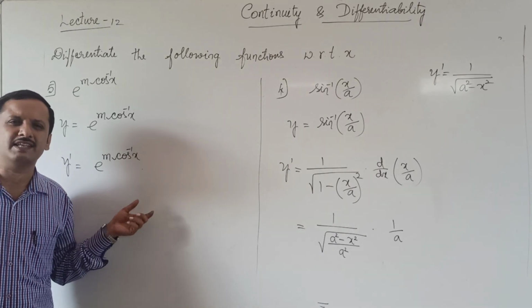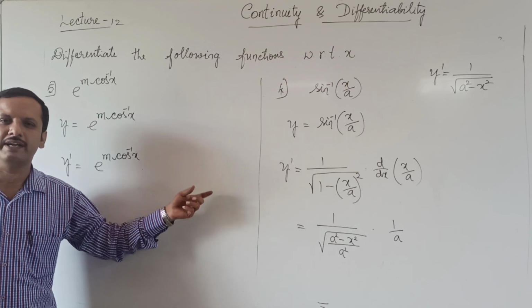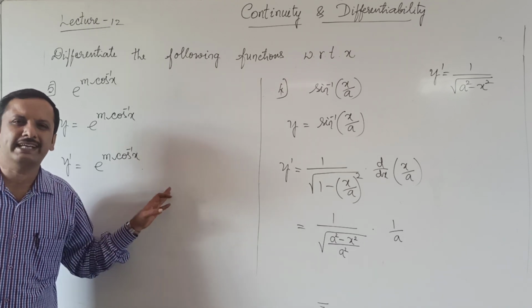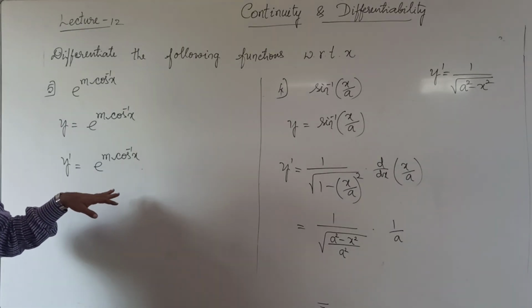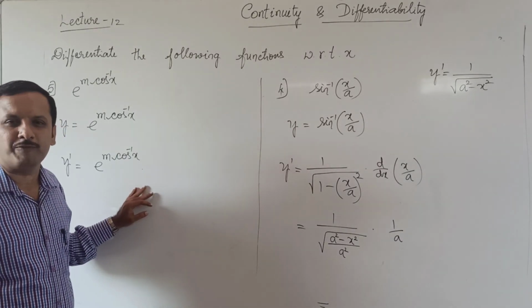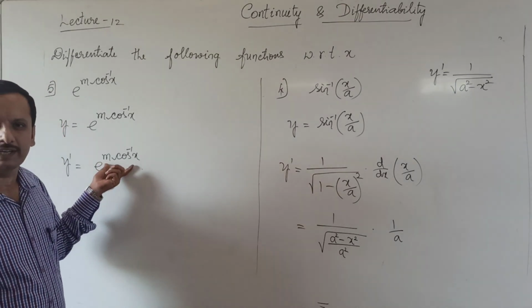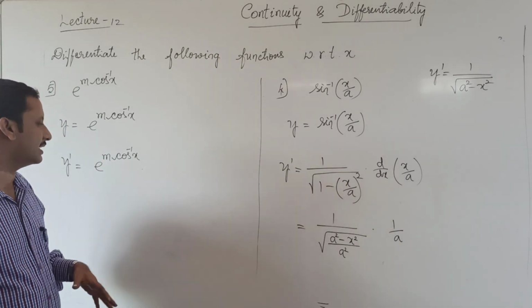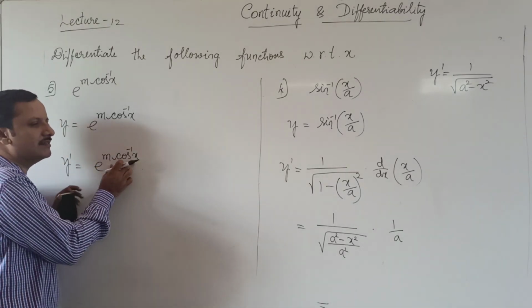So it's not necessary that in every problem you should write d by dx of that and then differentiate it. You can directly differentiate also if you can understand it. So now I will write it directly because we have solved enough problems on chain rule so as to know directly. If I write, I think you will be able to understand. Okay. So e power m cos inverse x into the derivative of m cos inverse x.